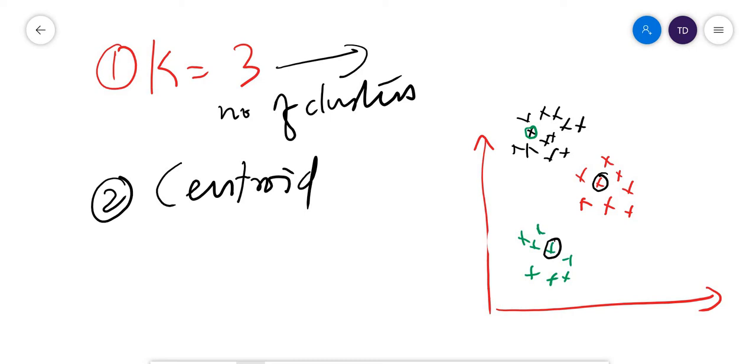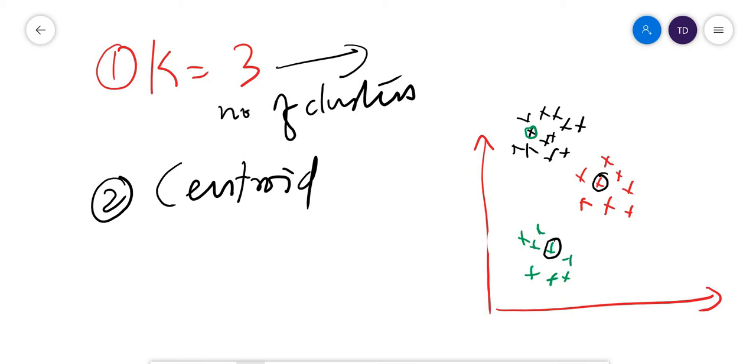Centroid means it's the center, but we don't know what exactly is the center. You have taken 3 arbitrary points in these 3 clusters. Even your clusters are arbitrary. You don't know exactly. So that identification is the process we are going to do now. So you got the centroid.